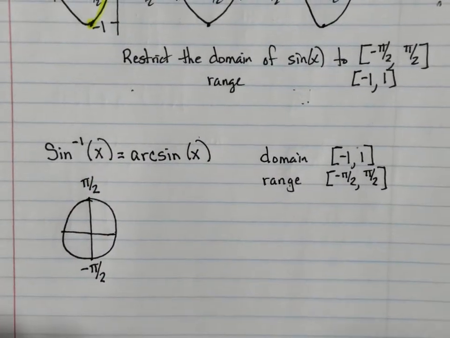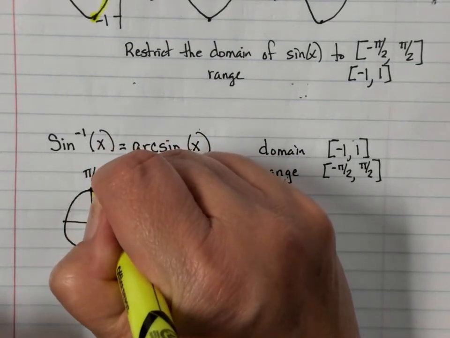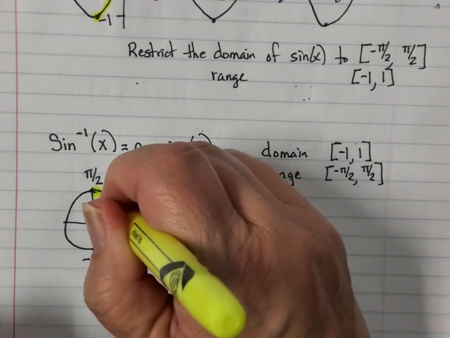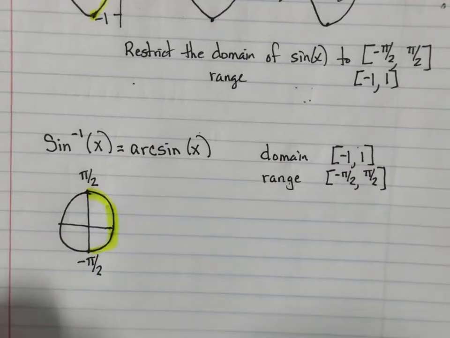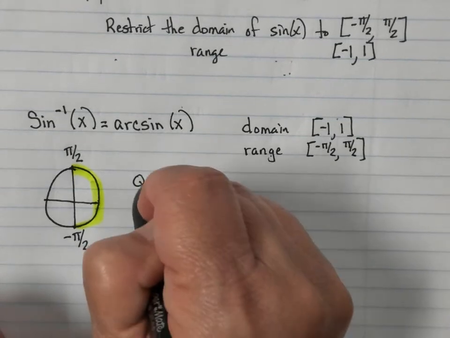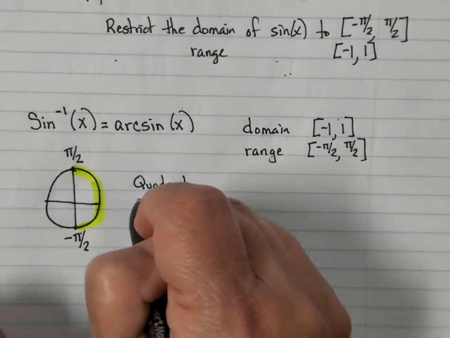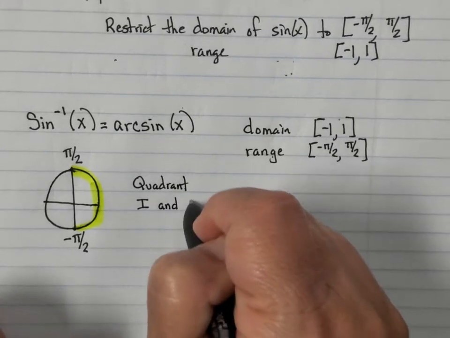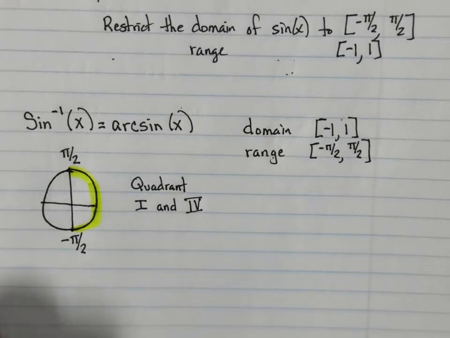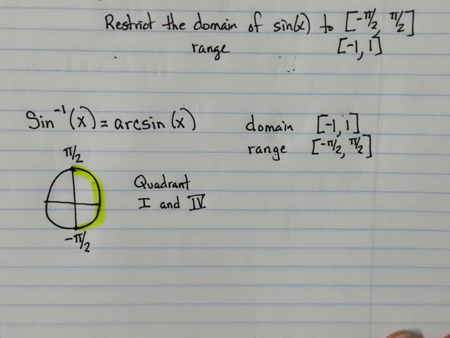And so that domain is going to be there in the first and fourth quadrants. Right? Quadrant 1 and 4. So the inverse sine is going to exist in quadrants 1 and 4.